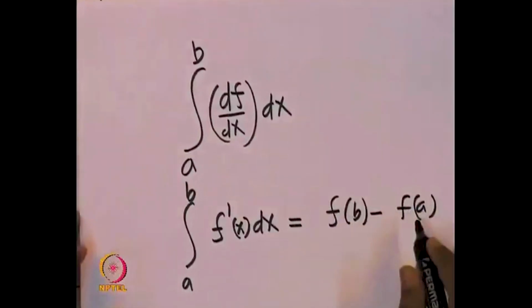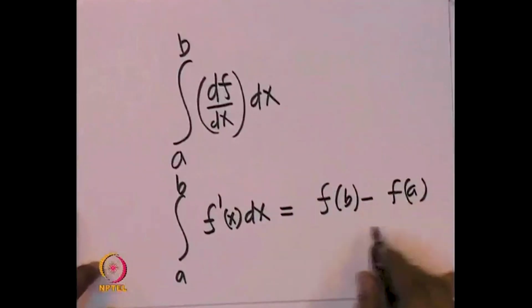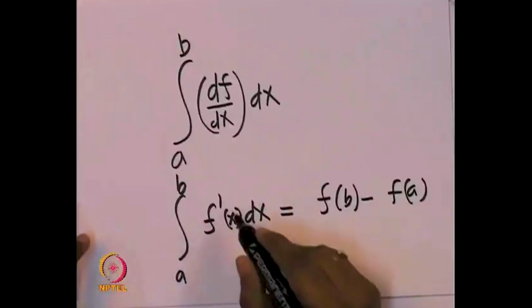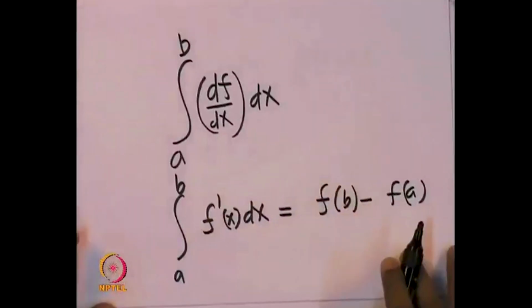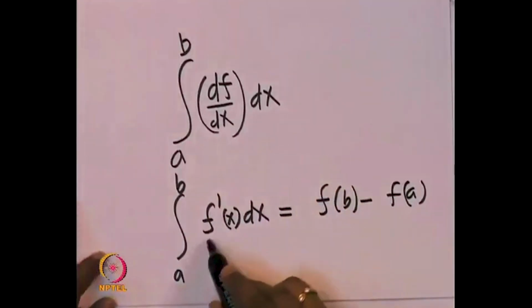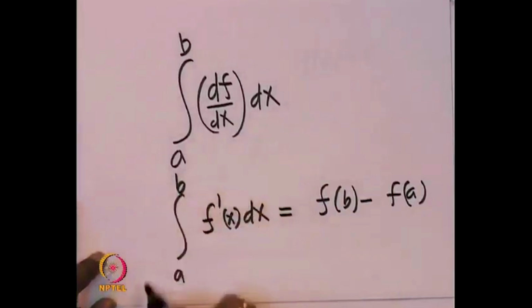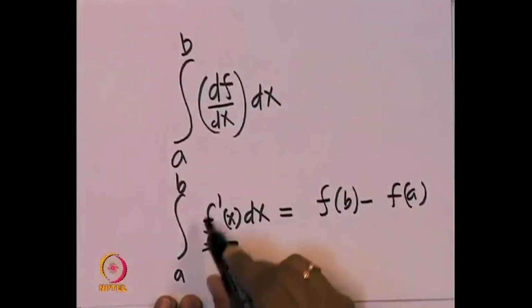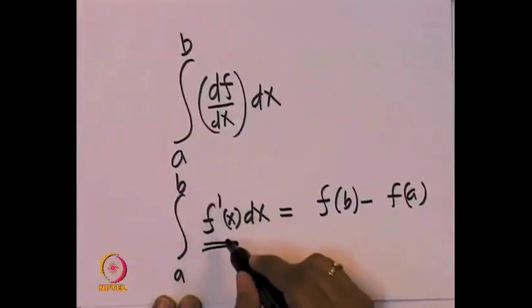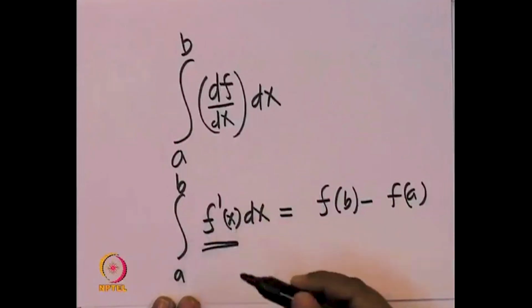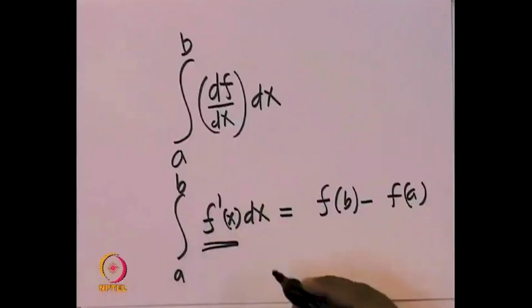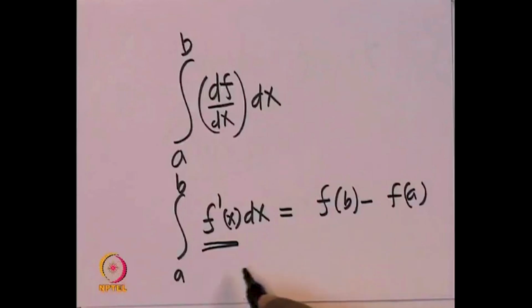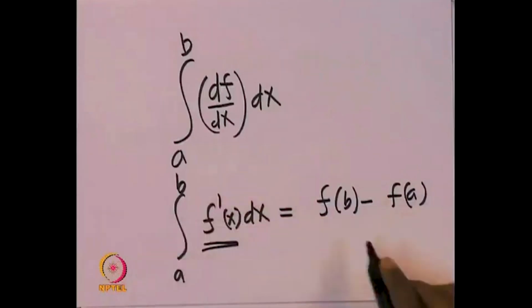This is nothing but a number, and it represents the area under this particular curve. So if you have a curve given by f prime of x, this kind of definite integral tells you the area under that curve between a and b. You can see that this is a number. So this is what we saw.